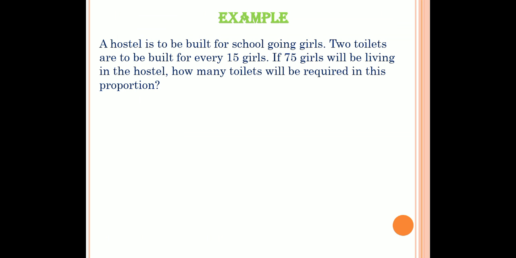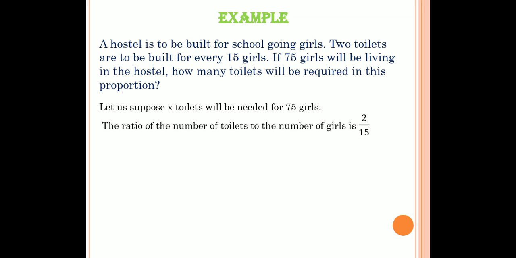Now another example. A hostel is to be built for girls going to school. 2 toilets are to be built for every 15 girls. If 75 girls will be living in the hostel, how many toilets will be required in this proportion? So now let us suppose X toilets will be needed for 75 girls. Because we do not know how many toilets will be needed, that is why X toilets will be needed for 75 girls.